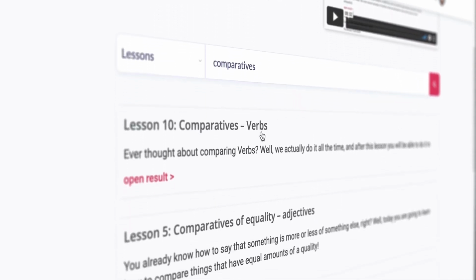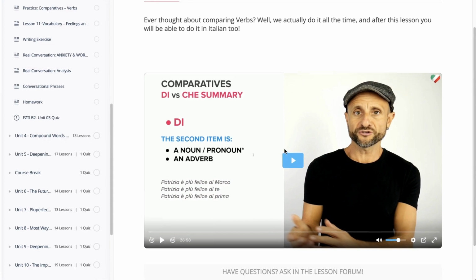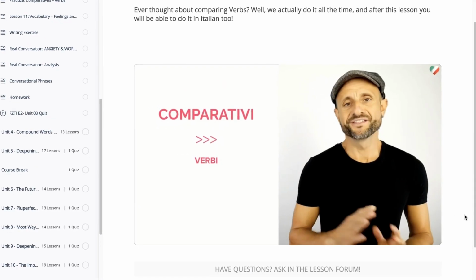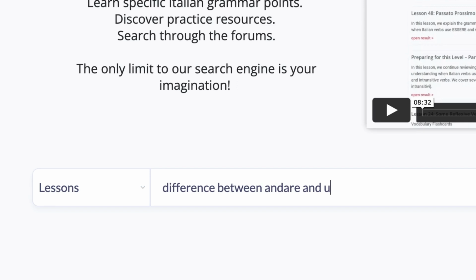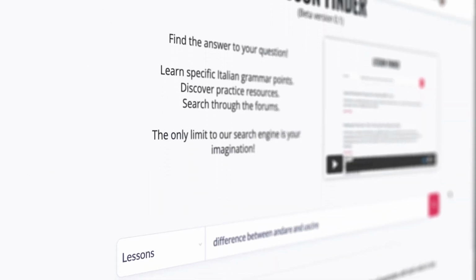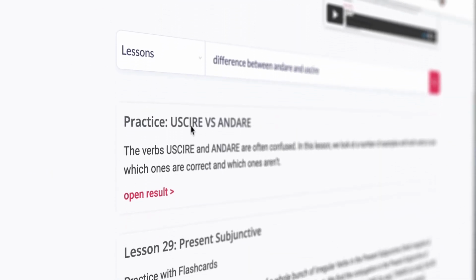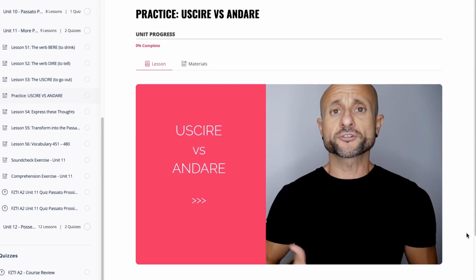Not only are we going to be able to pop up a lesson that is on a certain topic. Let's say that you want to, I'm curious about the passato prossimo. I'm curious about the Italian future tense. You just type that and it will give you a list of resources that are lessons, practice lessons, exercises that have to do with that topic that you're searching. So that would be for grammar topics. But we've done a lot more. We've transcribed all of our videos, and the search engine goes through the script of what I've said.